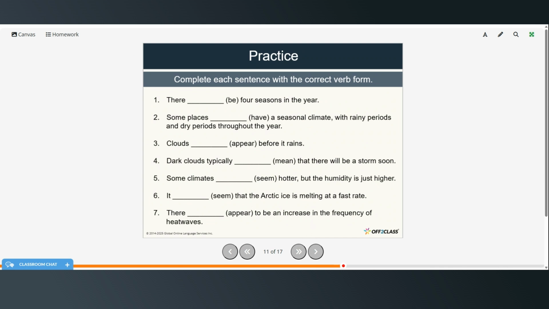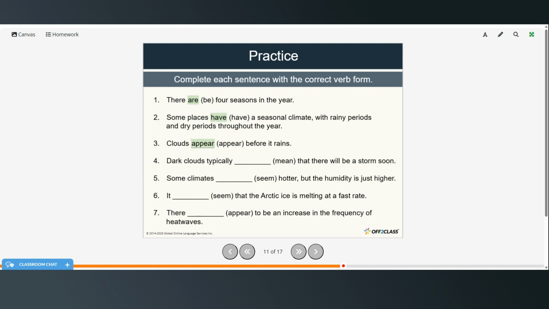All right, so now practice completing the sentence with the correct form. They give you the verb here, so you'll just have to change the verb to the correct form. Again, you can pause the video, try that on your own, and then restart when you're ready to check your answers. Okay, there are 4 seasons in the year. Some places have a seasonal climate with rainy periods and dry periods throughout the year.